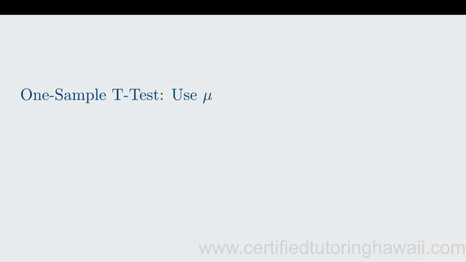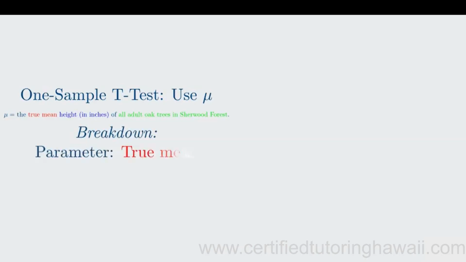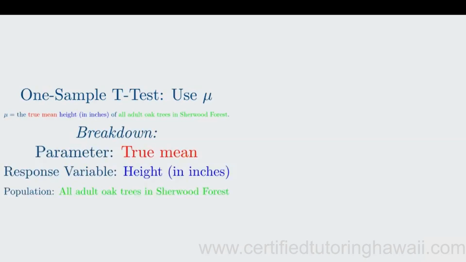You might write something like this: mu equals the true mean height, in inches, of all adult oak trees in Sherwood Forest. Notice the details. True mean identifies the parameter, height in inches is the response variable, and all adult oak trees in Sherwood Forest is the population in context.